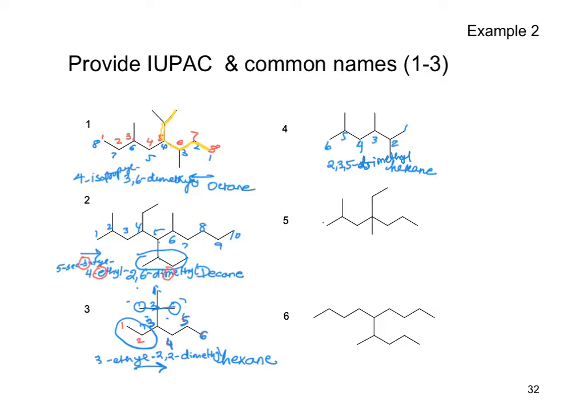All right, let's take a look at 5. Hopefully by this time you've gotten a hang of it. We have 7 carbon atoms, so we have a hexane. The second and the fourth position of which have dimethyls, and fourth position contains an ethyl. So the name becomes 4-ethyl 2,4-dimethyl hexane.